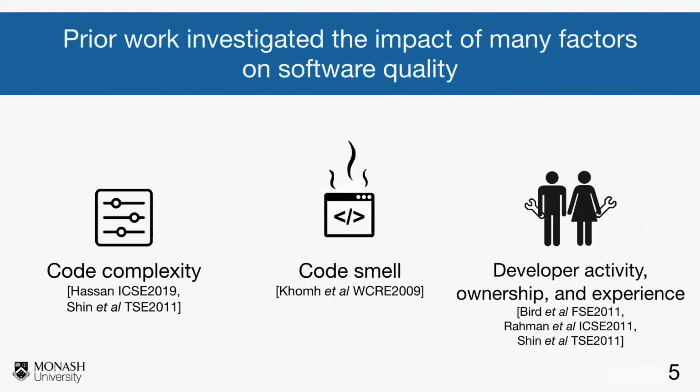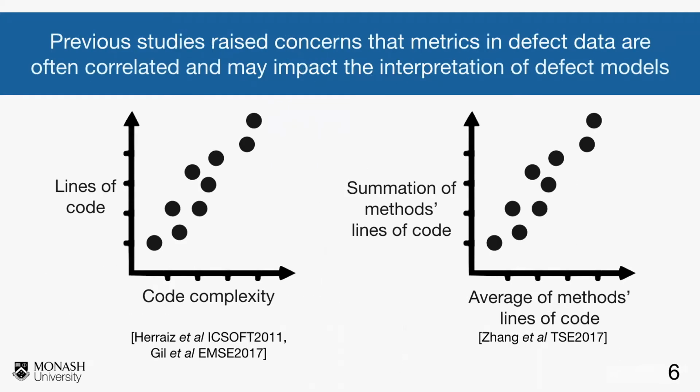Prior studies investigate the impact of many factors on software quality, for example, code complexity, code smell, developer activity, ownership, and experience. However, prior study raised concerns that these software metrics in defect data are often correlated and may impact the interpretation of defect models. An example of correlated metrics is lines of code and complexity. Another is aggregated metrics that aggregate values at the method level to the file level.